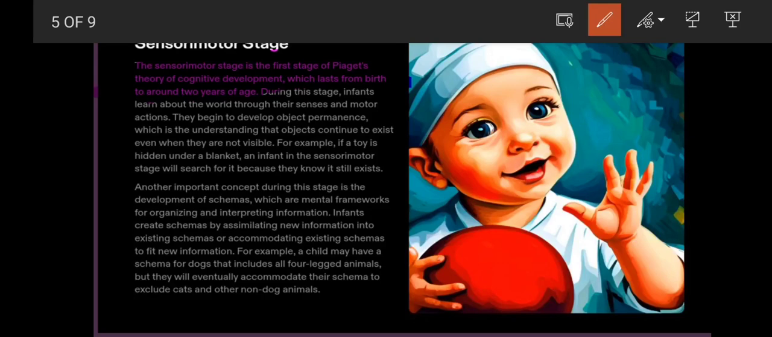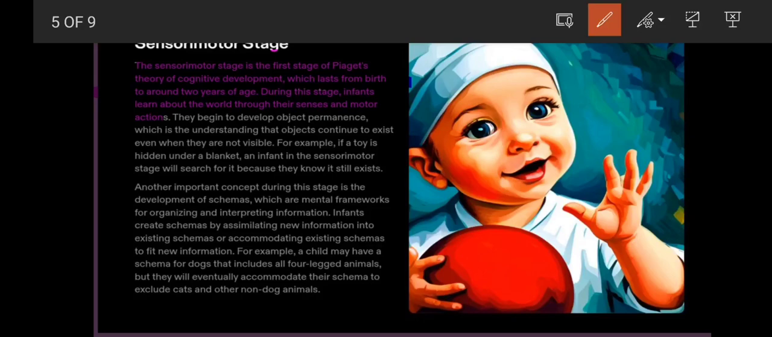During this stage the infants learn about the world through their senses and motor actions. Here the infants, these small children, learn about the world: how people interact, what we have to eat, what we have to touch, what we should not touch. The child doesn't know anything about the world, so the child learns about the world through his senses and motor activities, meaning physical activities.